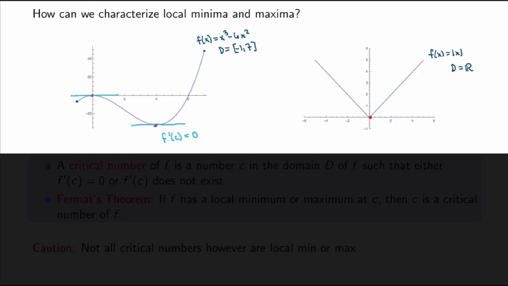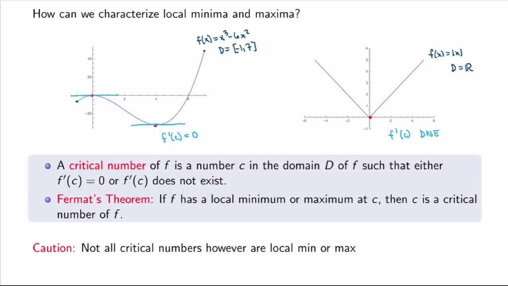But in the second example, it was slightly different because the local min occurred at a point where the function was not differentiable. It was a corner of the function. So that's another possibility. So local min and max can occur where the derivative does not exist. All right, so to formalize that, we'll introduce the idea of critical number of a function. So the critical number of a function f is a number c in the domain, so where the function is defined, such that either the derivative is zero or the derivative does not exist.